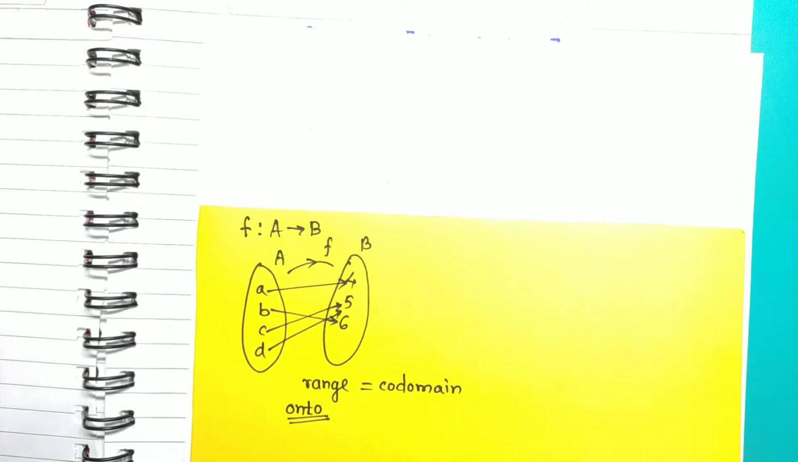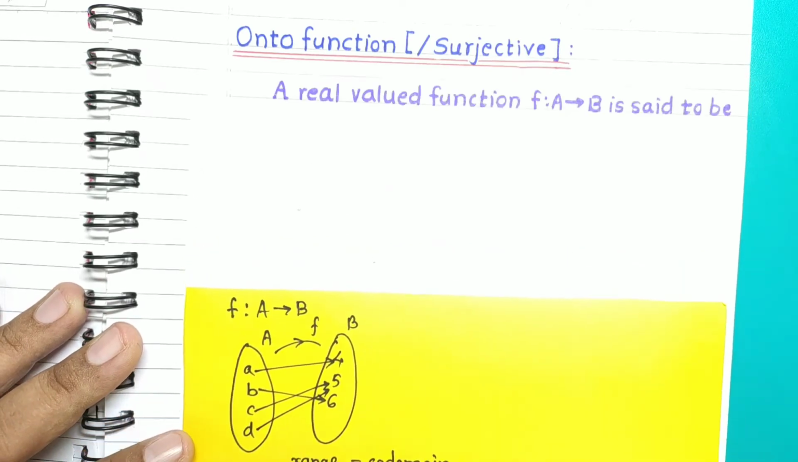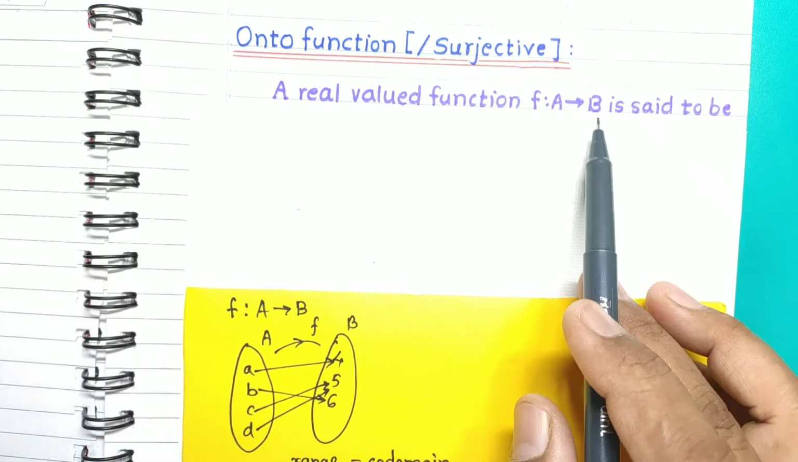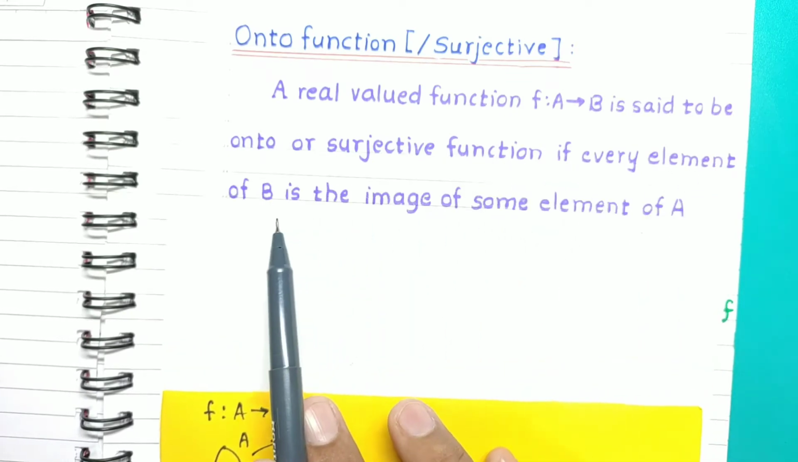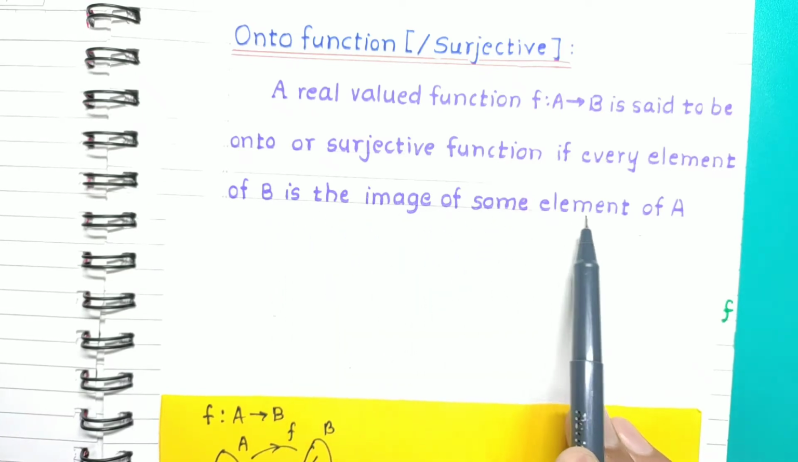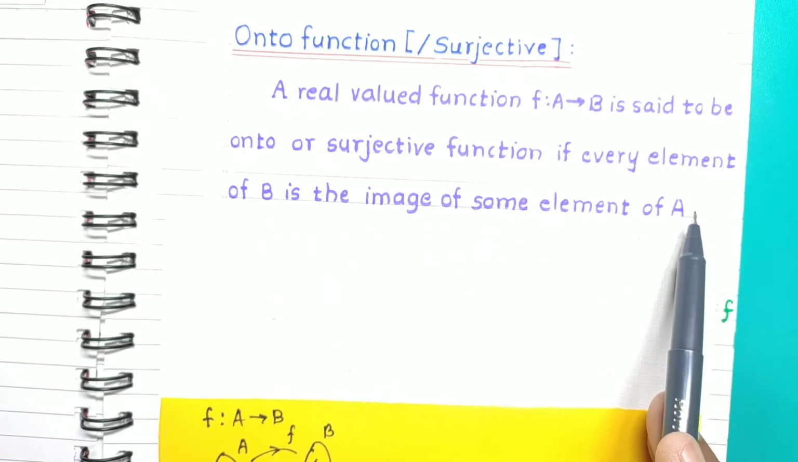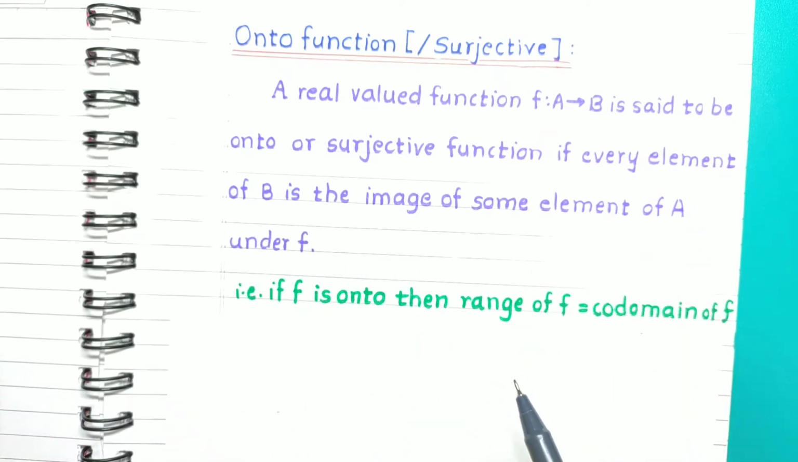So let's see the definition of onto function or surjective function. A real valued function f from A to B is said to be onto or surjective function if every element of B, that means codomain, is the image of some element of A, that is domain, under function f. That is, if f is onto, then range of f is equal to codomain of f.